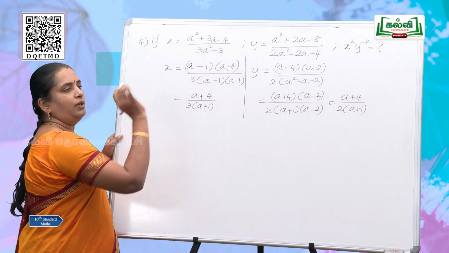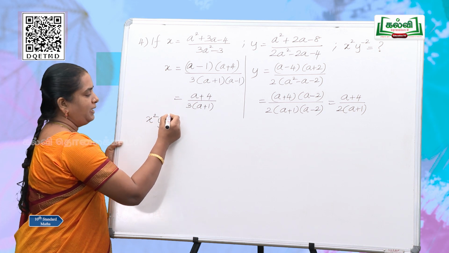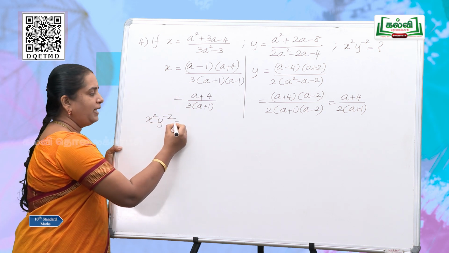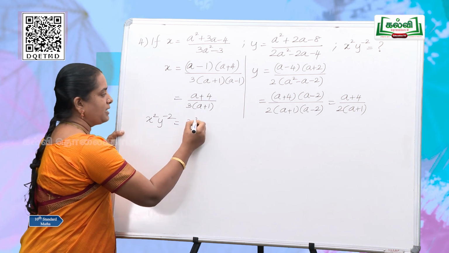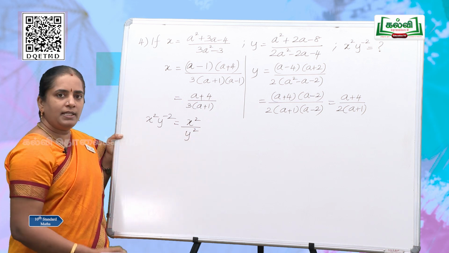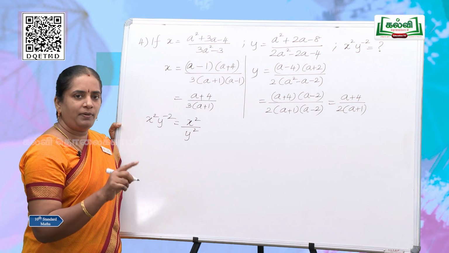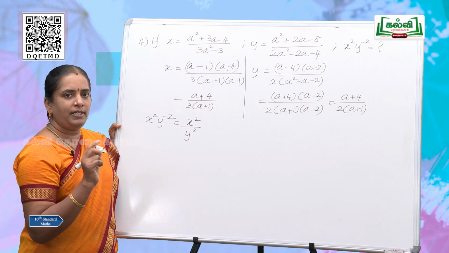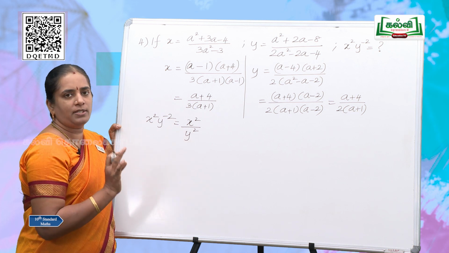So, what are we going to find? That is x square y power minus 2. How will you write the power as negative? This can be written as x square divided by y square, since a power minus m is equal to 1 by a power m, using laws of indices.